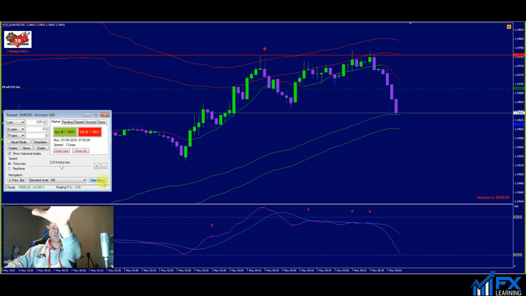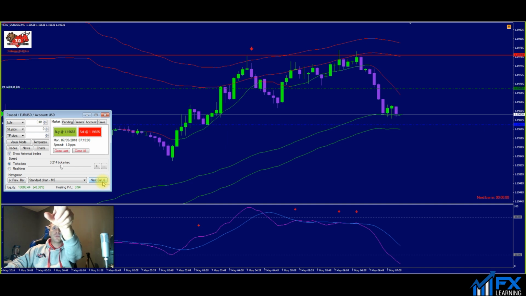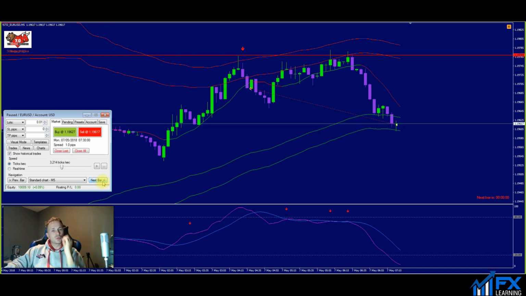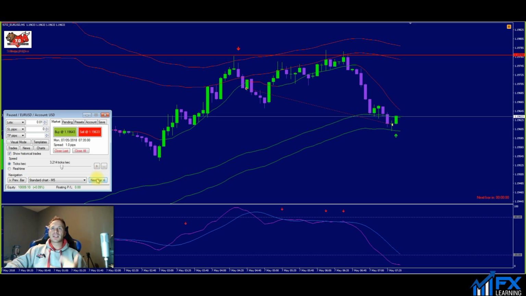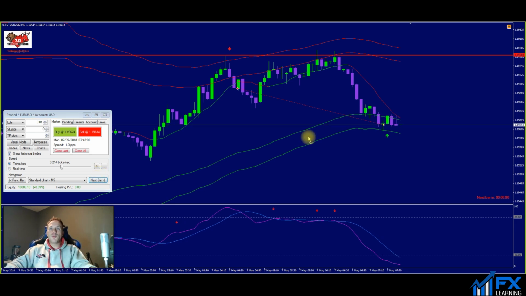So we've now gone into our entry point. Hopefully our first trade gets hit. Great. Now what I do is I've got another trade open. What I will do is I will move my stop loss to break even. Then it becomes risk-free and maximize those pips. So hopefully we go a little bit lower.